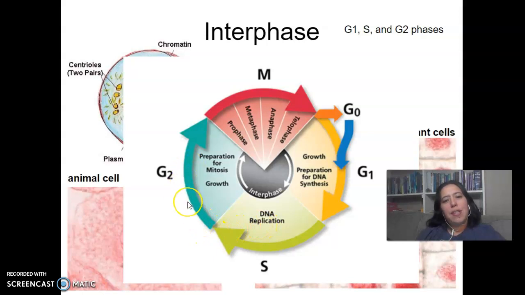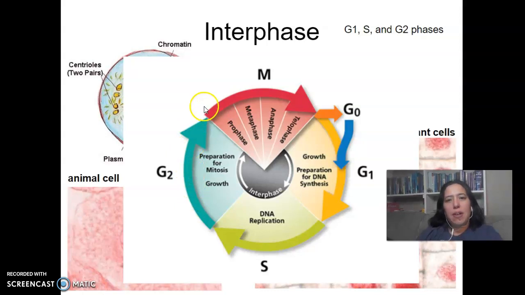And then in the G2 phase, any other molecules necessary for the cell division are going to occur here or be copied here. Organelles that both of the new daughter cells will need will be also copied or synthesized here. And this is also a period of growth.